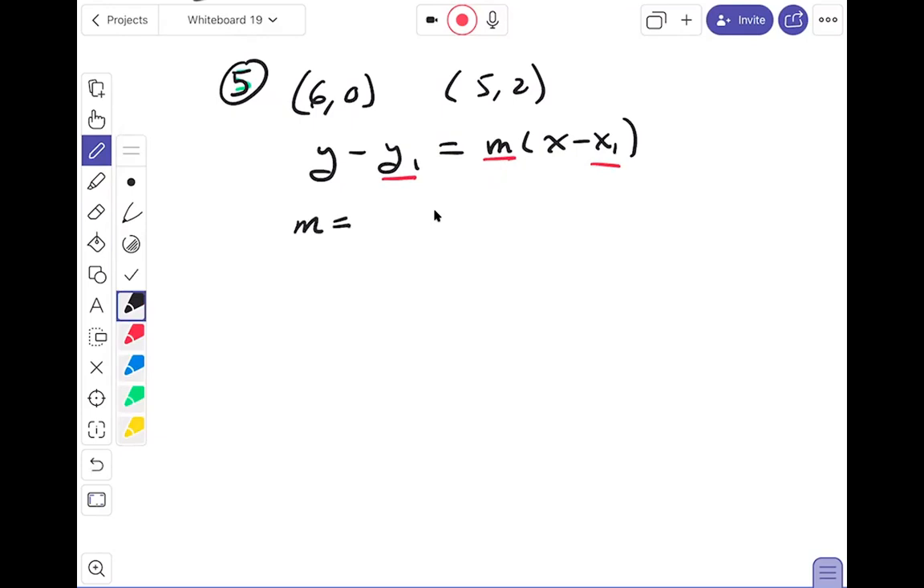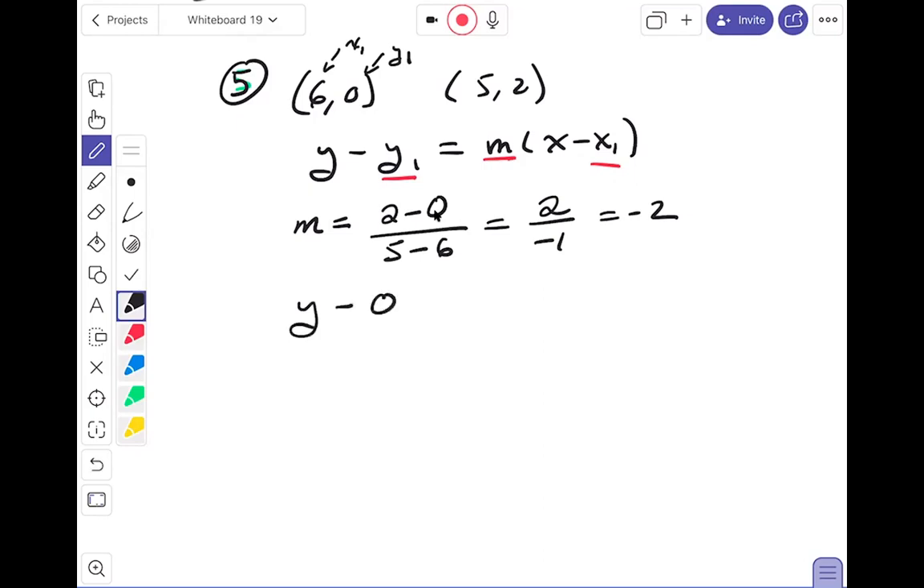Now, what's m? 2 minus 0, that's the change in y, over 5 minus 6. What do you get there? 2 over minus 1, or minus 2. Now I'm ready to put this down. So someone says, what point are you going to choose for the first point? I'm going to choose this one. What would you get? y minus 0 equals m times x minus 6.